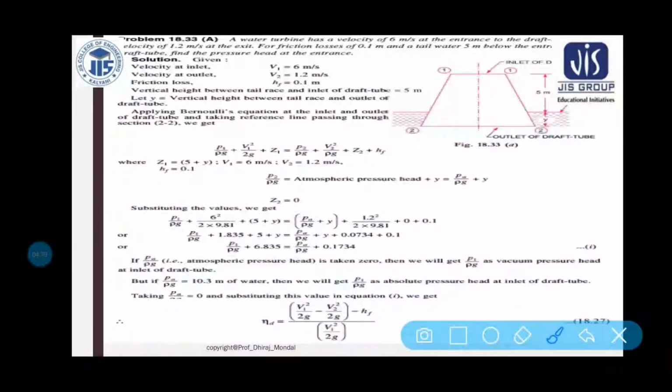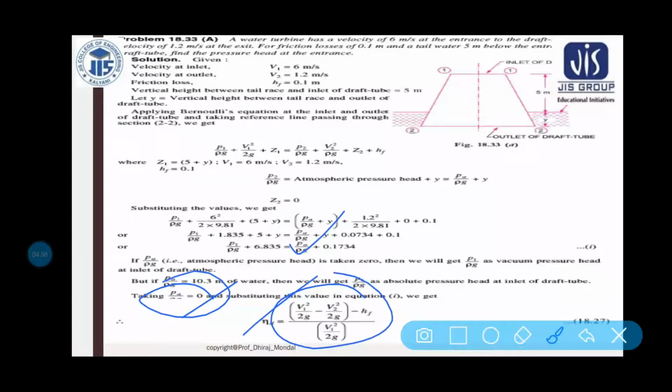So if you are taking 10.3, then you will be getting absolute pressure head. But if you are taking 0, then you will get whatever the gauge pressure it is. Okay, now put the value, you will be getting the answer. Clear? Now if you want to find out the efficiency, then you know this is your efficiency formula: change of kinetic head minus HF, divided by the initial kinetic head V1. So I hope it is clear.